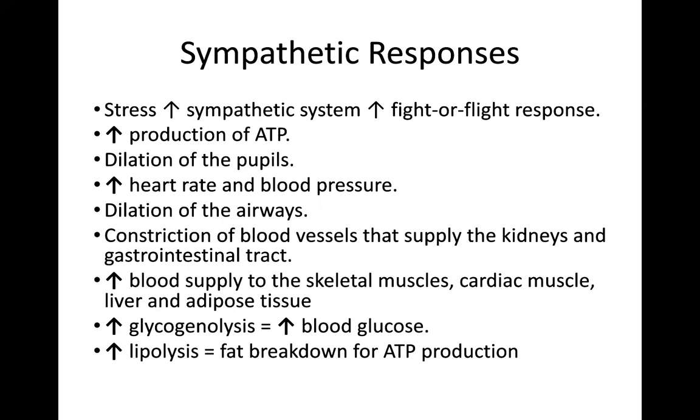Once again, the sympathetic nervous system produces that fight or flight response. We don't just kick it in for nothing. It has to be elicited because of stress. So stress enhances the sympathetic nervous system, which enhances the fight or flight response. In order to fight off stress, whether that's as crazy as running from a bear or just the stress of exercising, we need energy. And as we know, ATP is our body's energy. So we need to ramp up our production of ATP.